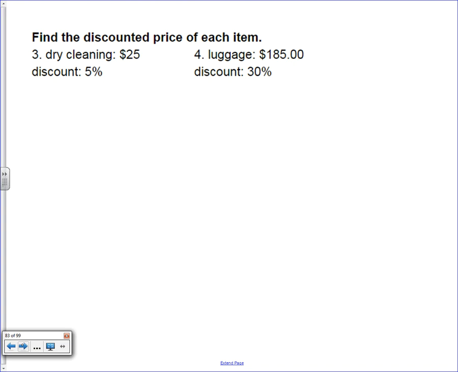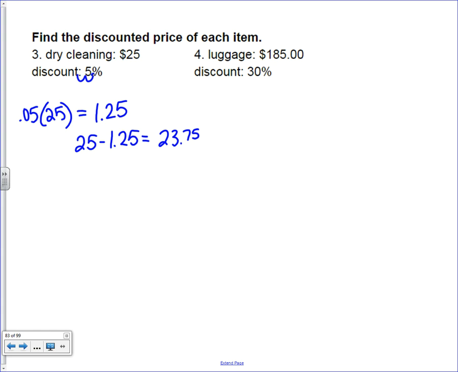Okay, so I am going to look at my discount. I am going to move that 2 spots to 0.05, and I'm going to multiply that towards the $25 of my dry cleaning. That gives me a discount of $1.25. So I need to take that $1.25 and subtract it from the original cost. Gives me a final bill of $23.75.